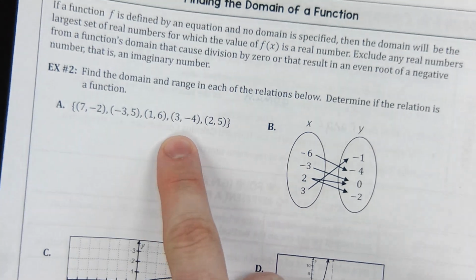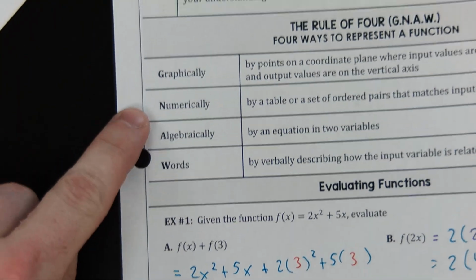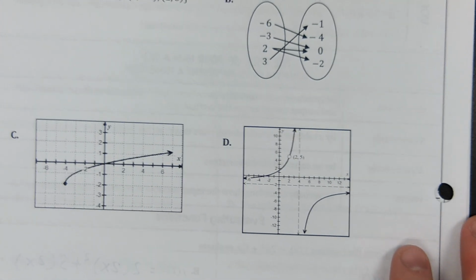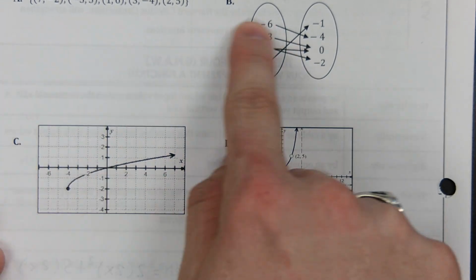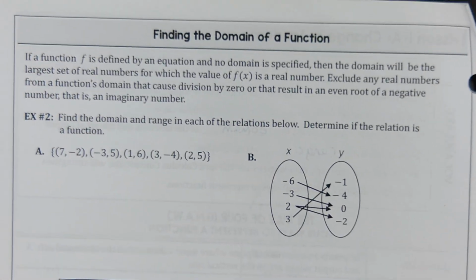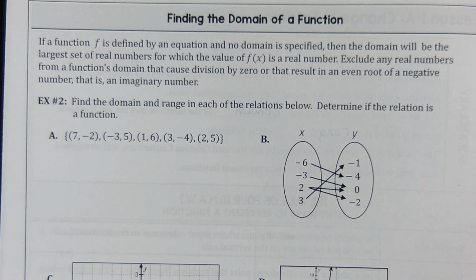I guess this could be considered the table of data, numerically, instead of seeing it as a row of x's and a row of y's. So what we're going to do on this page is find the domain of each of these functions that we're looking at.